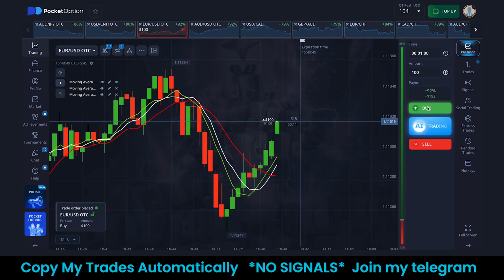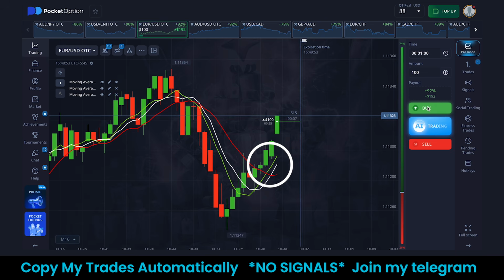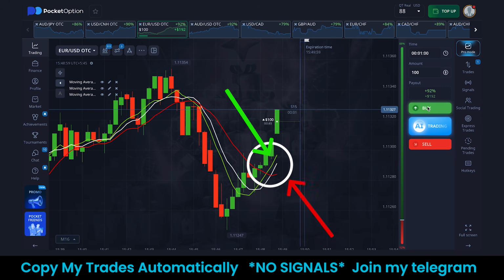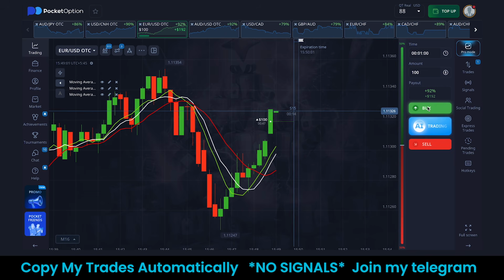Okay, here I got another one. As you can see here, all of the moving averages lines have just intersected each other and all of them are showing the uptrend. As you can see, all are inclining and the green line is above and the red line is below, which indicates that the market will go bullish. So that's the reason I have bought here.